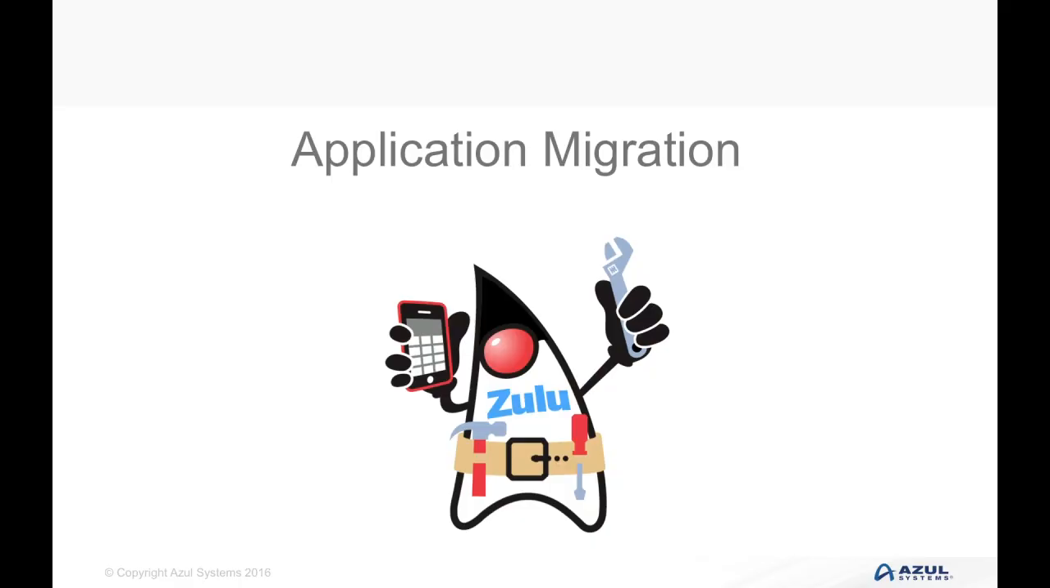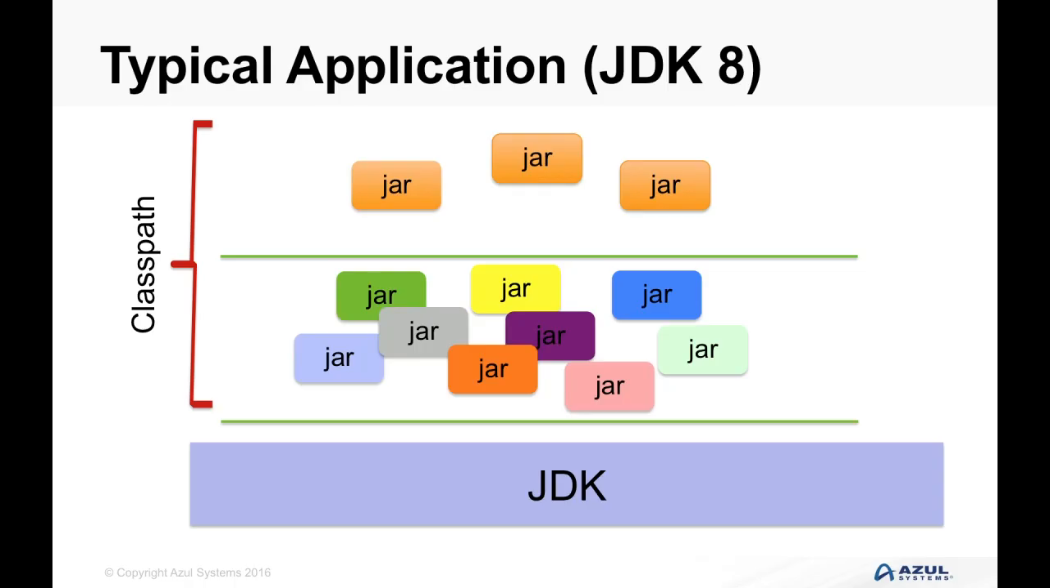Okay, application migration. Just a couple of words about this, because obviously, how do you take an application you've written for JDK 8 and run it on JDK 9? Now, this is what an application typically looks like. You've got your monolithic JDK at the bottom. You have your jar files that you've written at the top, and then you've got the jar files that you pull in for different frameworks, different libraries in the middle.